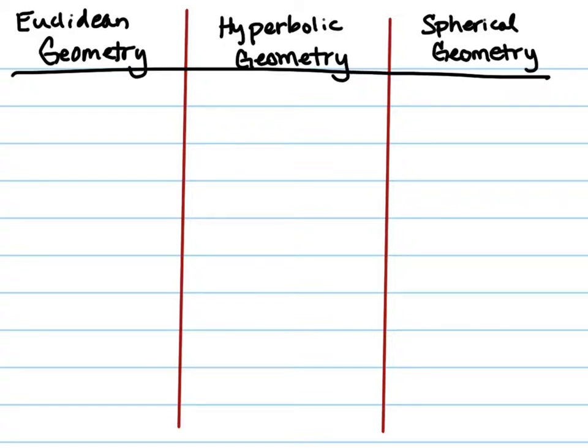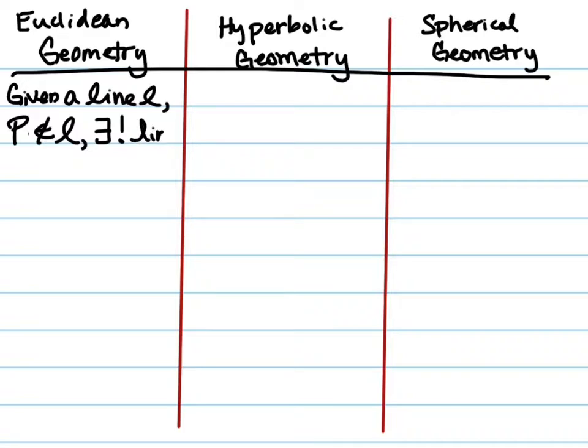So let's write them out officially. Given a line L and a point P not on L, it's supposed to be a capital P, P not on L, there exists a unique line M such that M is parallel to L. I hope you're getting more comfortable with the notation as we continue to use it.